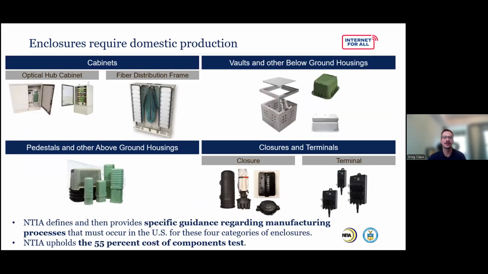Other domestic production requirements are any cabinets, vaults, and below ground housing, pedestals and other above ground housing, closures, and terminals. So NTIA defines and then provides specific guidance regarding manufacturing processes that must occur in the U.S. for these four categories of enclosures. And NTIA upholds the 55% cost of components test.